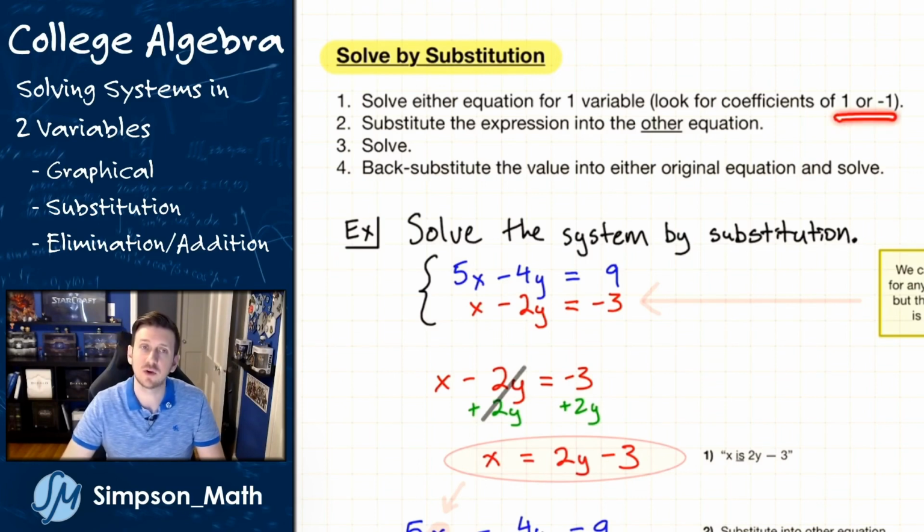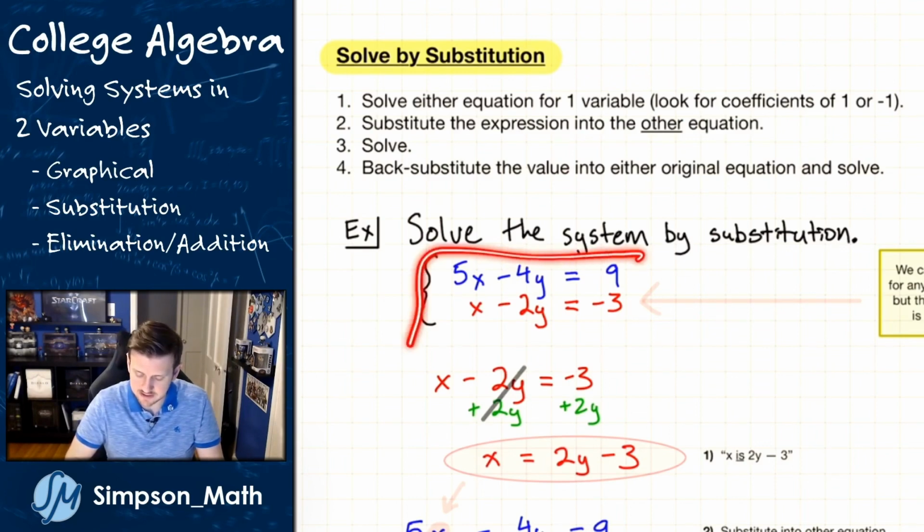Here's a little hint. Look for coefficients of 1 or -1. Those are going to be the easiest to solve for. If you have a coefficient of 1 or -1, what makes it easiest is that you're likely to not end up with fractions, because you're not going to have to divide that coefficient out. And then once you get that, you're going to substitute the expression into the other equation, and then solve, and then we're going to do something we call back substitution. So we'll back substitute the value you get into either original equation and then solve. So step 1, solve either equation for one variable.